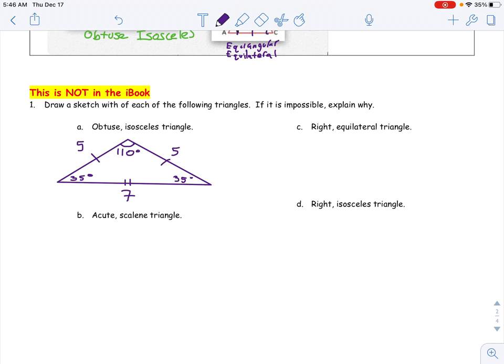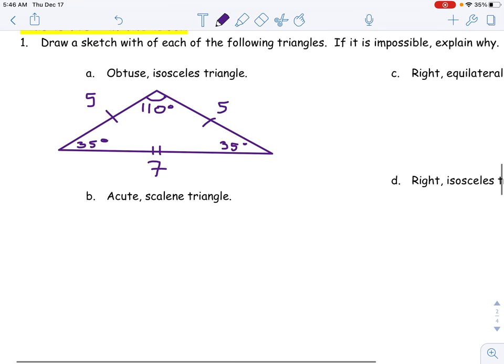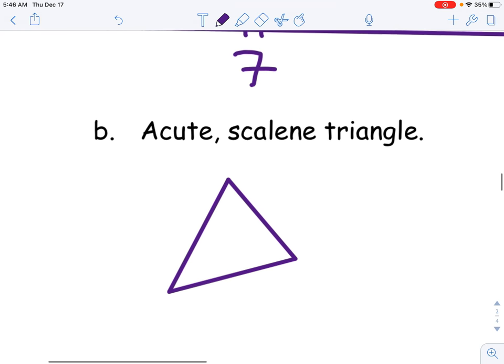Alright, let's go down. Acute scalene triangle. Acute scalene. So that means all the angles are less than 90 degrees and all the sides are different. Now watch this. You can kind of be a little bit clever. I'm going to say, well, this is 60 degrees. I'm going to say this is 59 degrees and 61 degrees. All super close to being the same.